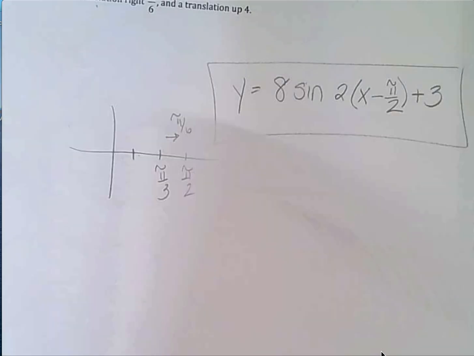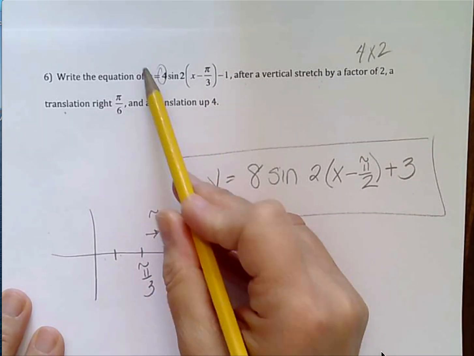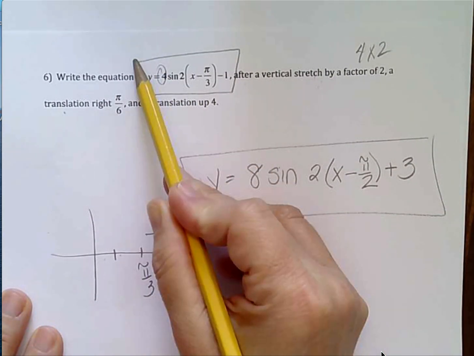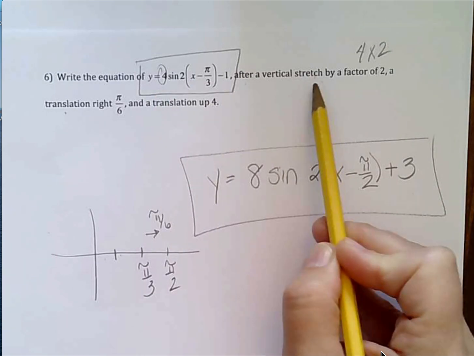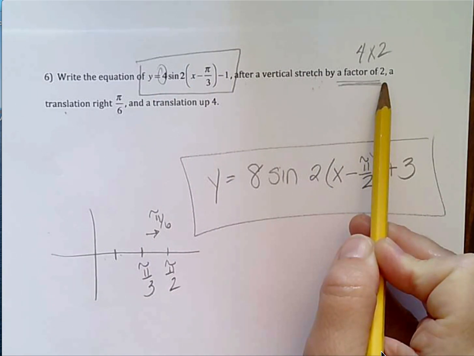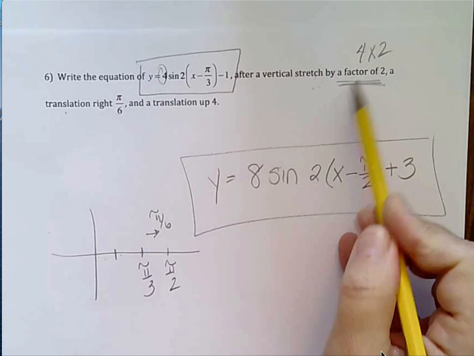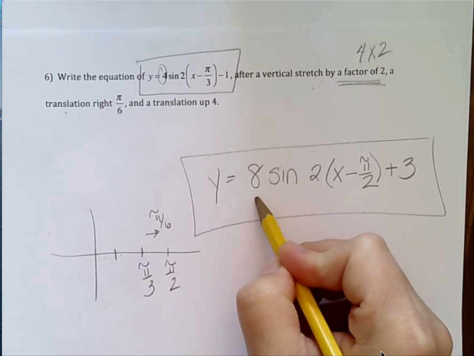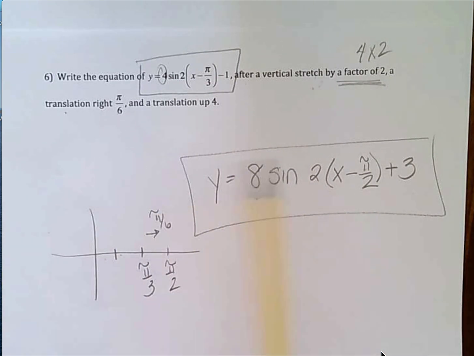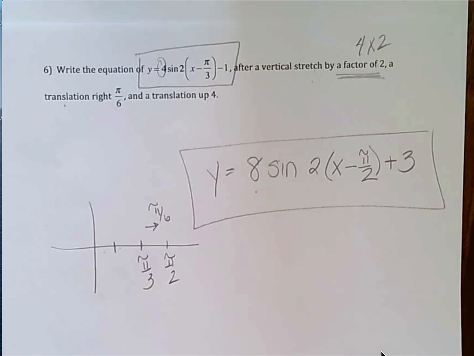Oh, one more, 6. Let's see what 6 has to do. Okay, so we're starting with this equation. After you have this, they are going to stretch it by a scale factor of 2. Factor means you're multiplying. So we're taking this that already went up and down 4, and we're doubling it. So go up and down 8 times 2. So there's your 8. And then let's see, we have a translation to the right of pi over 6. For me, it was easier to graph.